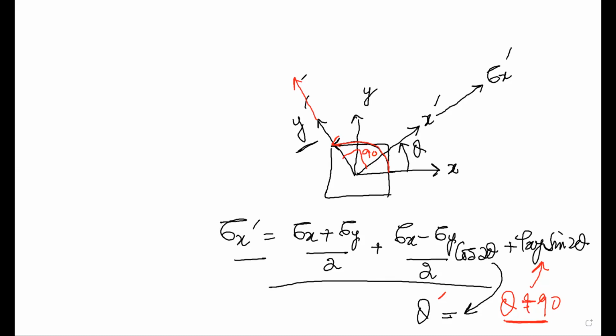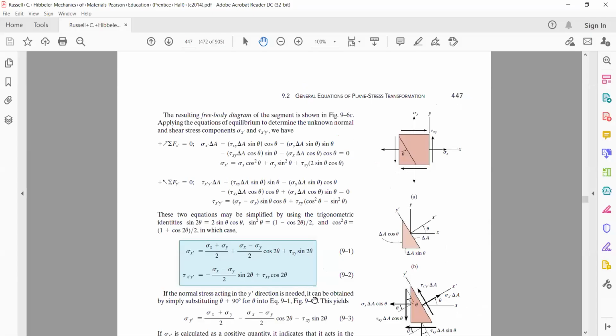Okay, let's see what it gives us. So if I substitute in this equation theta equal to theta plus 90, okay, then how will this equation behave? Then I will not get sigma x prime. What will I get then? Sigma y prime. Yes. So let me see. Your book has done that for you.